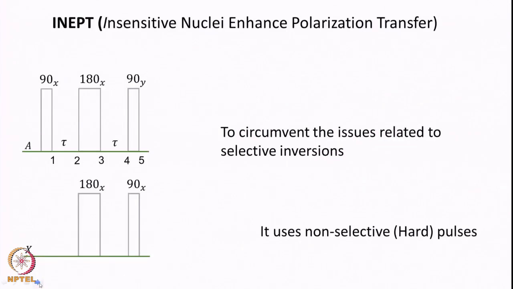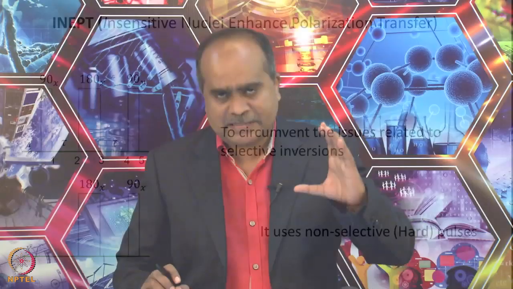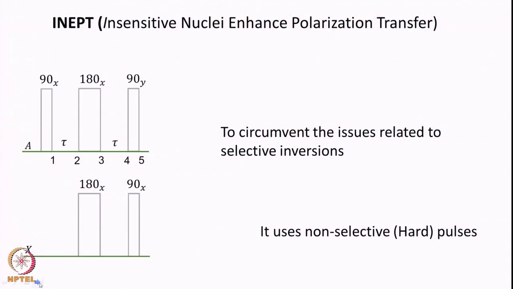And therefore we discussed another experiment which is called INEPT, insensitive nuclei enhancement by polarization transfer. The concept is the same, we are transferring the polarization from A spin to X spin, but now we do not have to be selective in inversion. So we explained this experiment. We start with a 90 degree pulse on A spin, which is a sensitive nucleus like proton, and that selectively brings the magnetization to the XY plane.